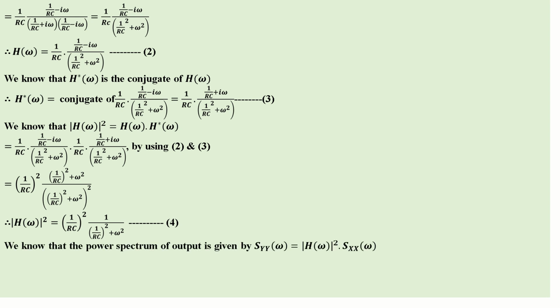We know the power spectrum of the output, Syy of omega, is equal to modulus H of omega square into Sxx of omega. Substituting these values, 1 by RC square into 1 by RC square plus omega square into Sxx of omega. That is equation number 5.